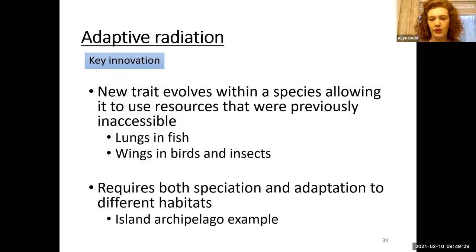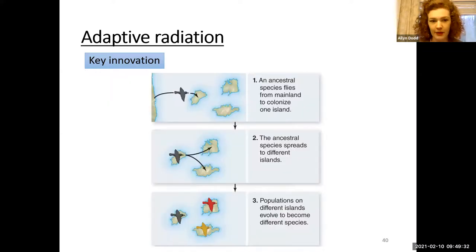Okay, and I'm going to show you the classic model of this, which is the island archipelago example, because archipelagos, groups of islands, are the best way to explain this and the most common way we observe it. So an ancestral species flies from the mainland to colonize an island. There it is. Beautiful. It goes to the different islands. More colonizing. Beautiful. Okay. The populations on different islands evolve to become different species. So they're closely related. They share a recent common ancestor, but there's speciation occurring due to that geographic isolation, those different selection pressures.